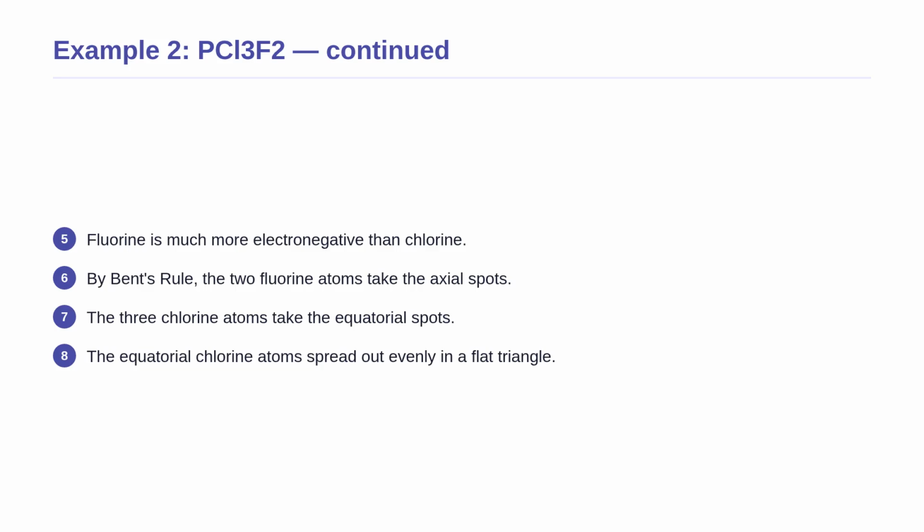Consequently, the less electronegative chlorine atoms take the 3 equatorial spots. Because these equatorial positions have more S character, the electrons are held closer to the nucleus. And the chlorine atoms are perfectly happy sharing this space, spreading out evenly in a flat triangle.